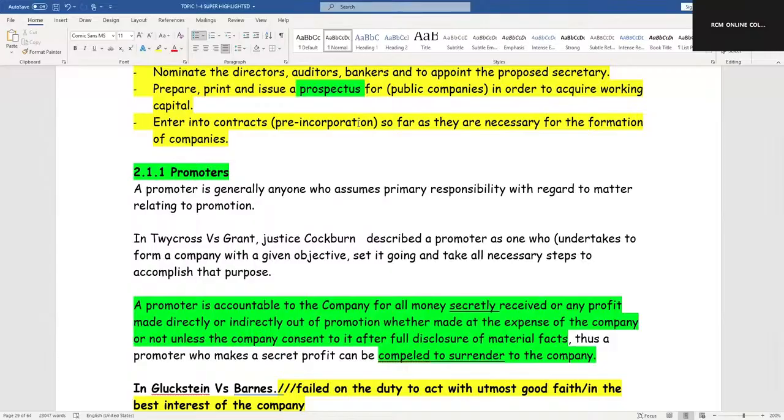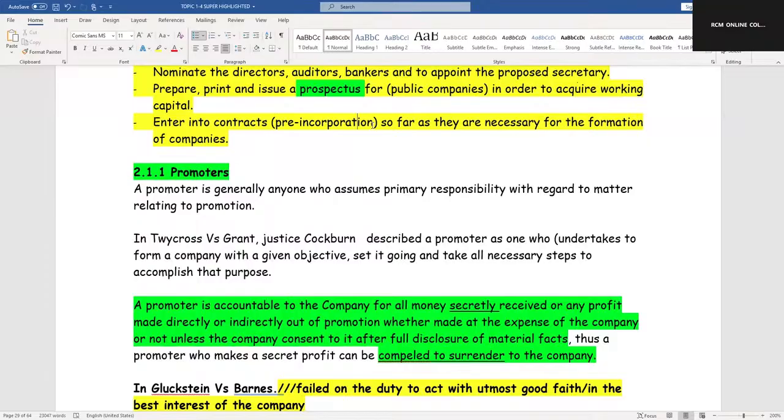Any contract he enters into before the company is formed, for example, if he has sold an asset to the company himself, he has to do it with utmost good faith. If he makes a profit on this asset, then he has to reveal that profit to the company once it is formed. If he doesn't do so, he would have failed in his duty of utmost good faith. He would have made what we call a secret profit.